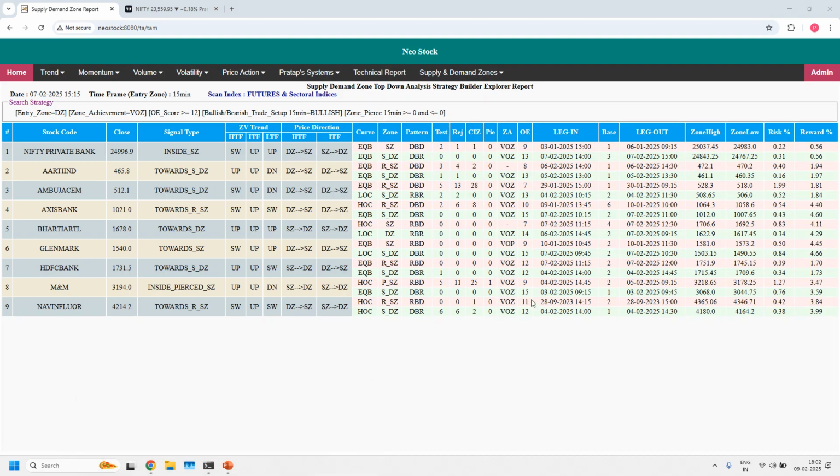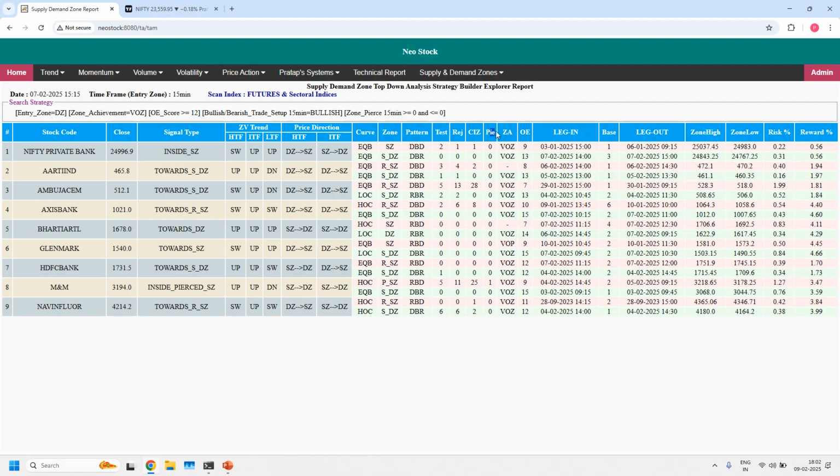Okay. Now for drawing the zones, what is required? We need a leg in, how many base candles are there, and what is the leg out timestamps. These are the minimum things we required. And one more important thing is we need the pattern also to identify the proximal line, because proximal lines will be changing depending on the patterns. So that's why our software also identifies the pattern. These are the minimum essential things.